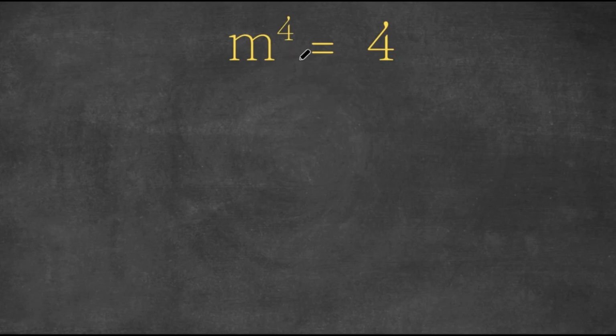So we have m to the power of 4 equals 4. So what I'm first going to do is I'm going to subtract 4 on both sides. So now we have m to the power of 4 minus 4 equals 0.